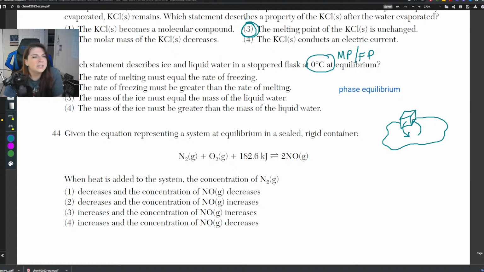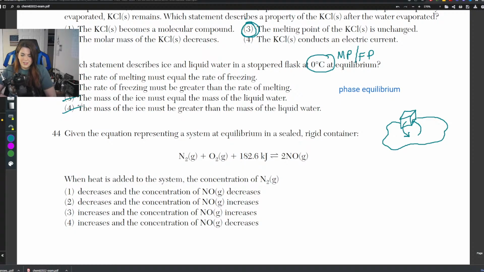So the rate of melting has to be equal to the rate of freezing. That's what makes it equilibrium. If one rate is faster than the other, then it is either actively melting or actively freezing. And the mass has nothing to do with phase equilibrium. So you can have a phase equilibrium during a phase change. You can also have a solution equilibrium if you have a saturated solution. Some of your undissolved particles sitting at the bottom of the container will start to dissolve, while some of your dissolved particles will undissolve and sink to the bottom of the container.